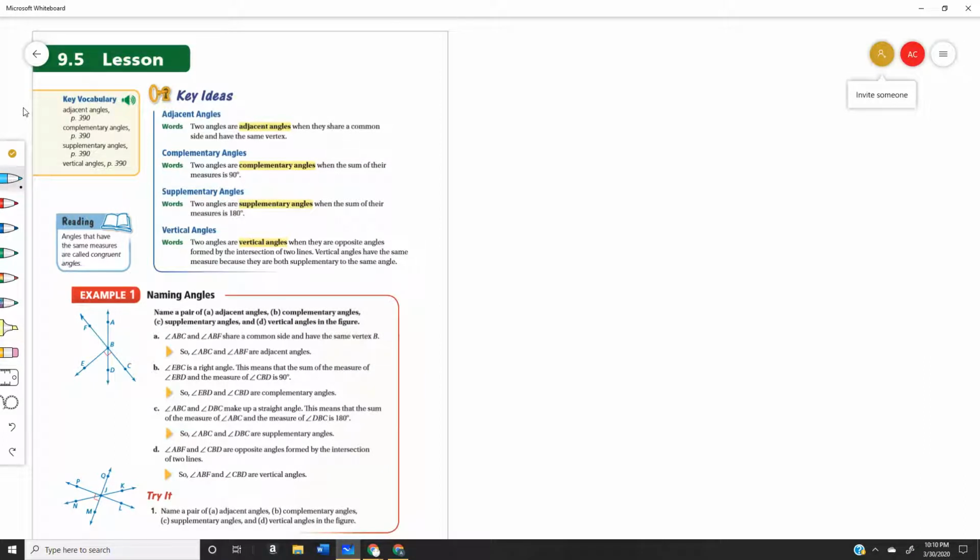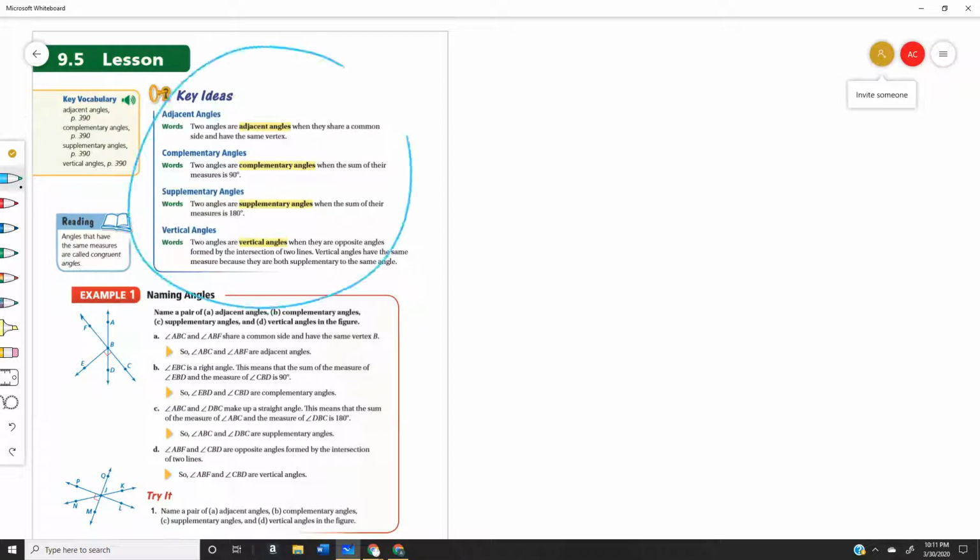Today we're going to be talking about finding unknown angle measurements. Our learning target is to use facts about angle relationships to find unknown angle measures. Our success criteria can be measured by our ability to identify adjacent, complementary, supplementary, and vertical angles, our ability to use equations to find unknown angle measures, and our ability to find unknown angle measures in real life situations.